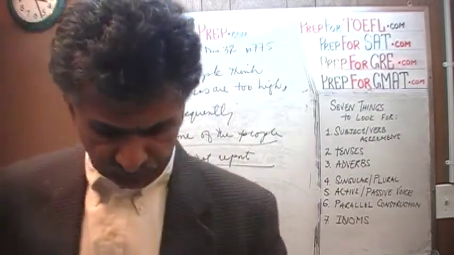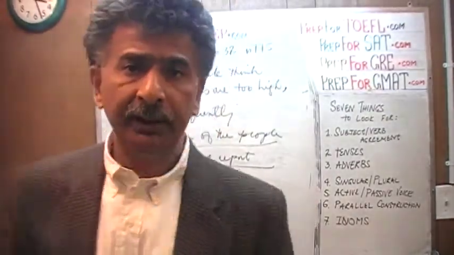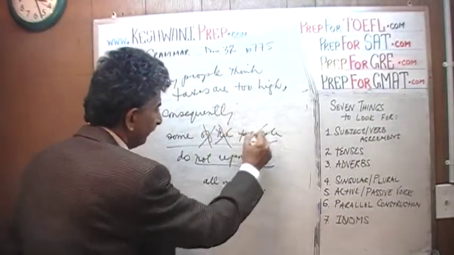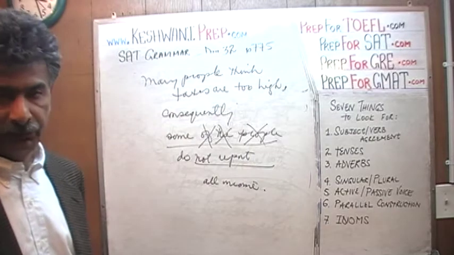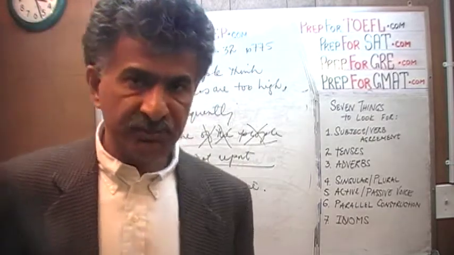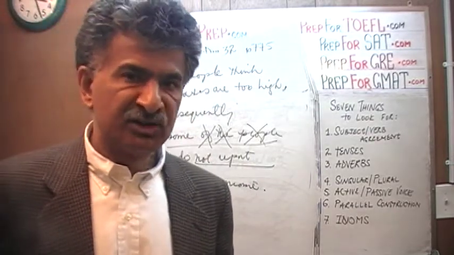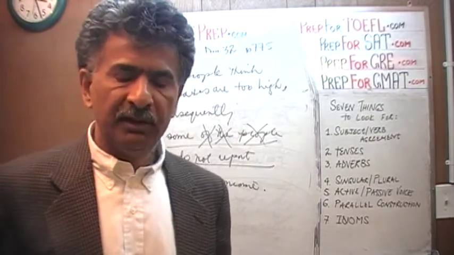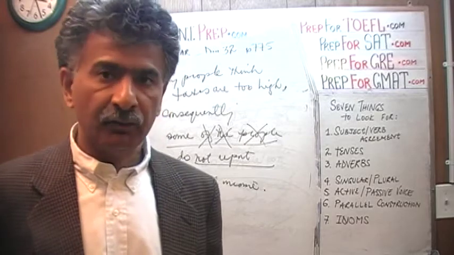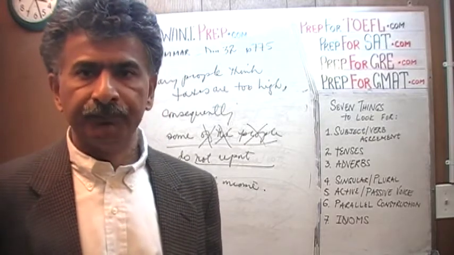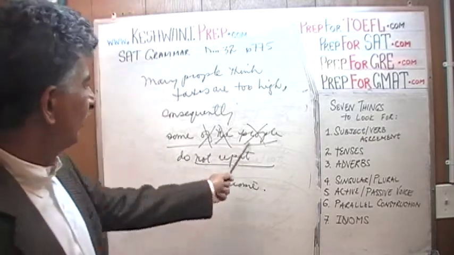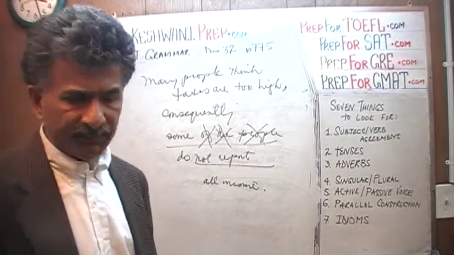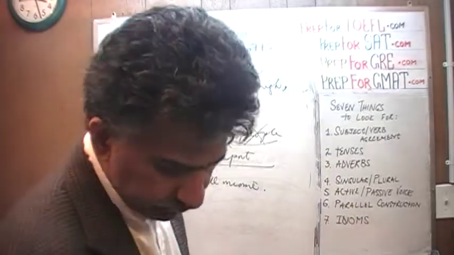Many people think taxes are too high. Consequently, some, we do not need this part. This is unnecessary. The sentence will flow much smoother if you were to simply say, many people feel the taxes are too high. Consequently, some do not report all the income. That's it. We don't have to say "some of the people." We already said it's people. That's it. We're done.